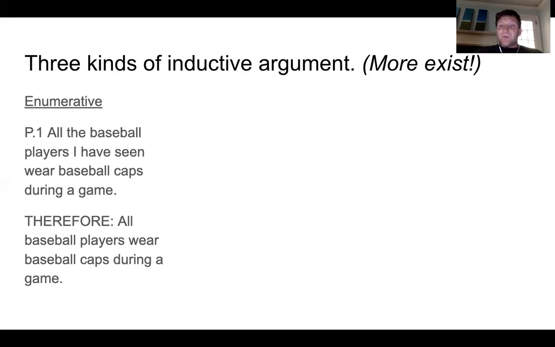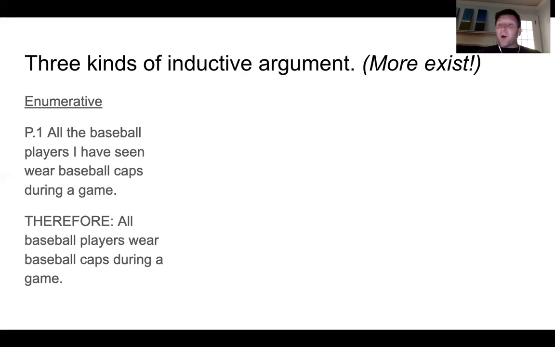So as you can see, an enumerative inductive argument is one in which a conclusion is drawn about a bigger set from observations or experience with a smaller set, right? So in this case, I've had experience with, I don't know, so many baseball players, and from that I conclude that all baseball players do this thing. And this is really how science works in many ways, right? So if you think about animals, I might say every swan I've ever met has feathers, and therefore all swans have feathers. That is an enumerative inductive argument, okay?